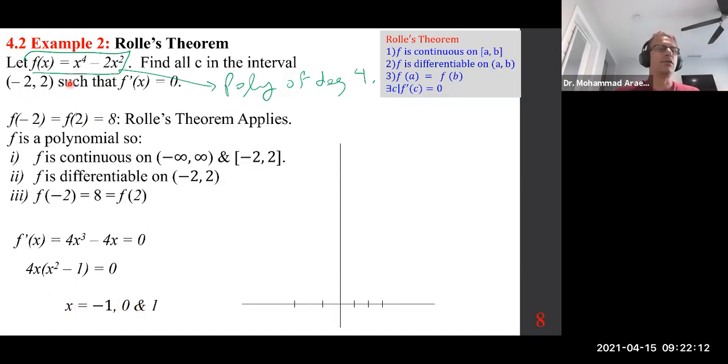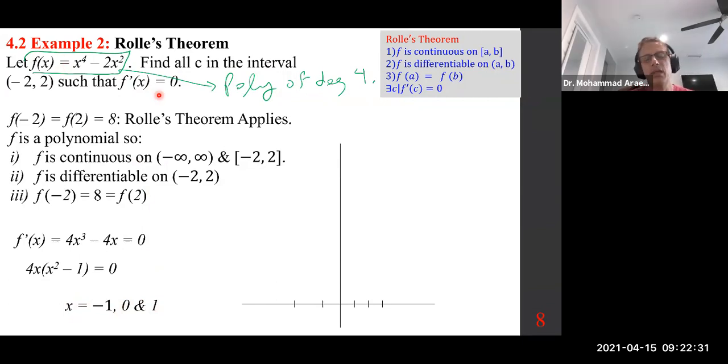If it's out, you don't count it. As you can see, all of those numbers are in between. So practically we're done. Find all c in the interval such that f prime is 0. So at x equals -1, 0, 1, f prime is 0.